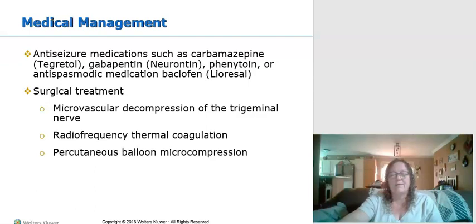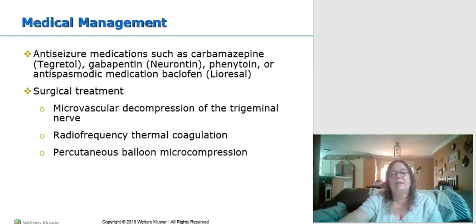Well, remember in pharm when we talked about anti-seizure medications, and a lot of those are used for things other than seizure. This is one of the cases. So they may be given carbamazepine or Tegretol, or gabapentin, or phenytoin, or an antispasmodic medication, baclofen. So it depends on what their signs and symptoms are. Neurontin's good for neuropathies, for this neuro pain.